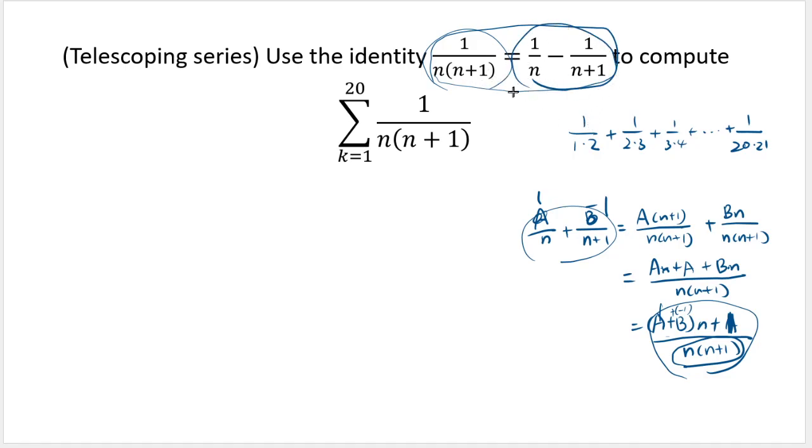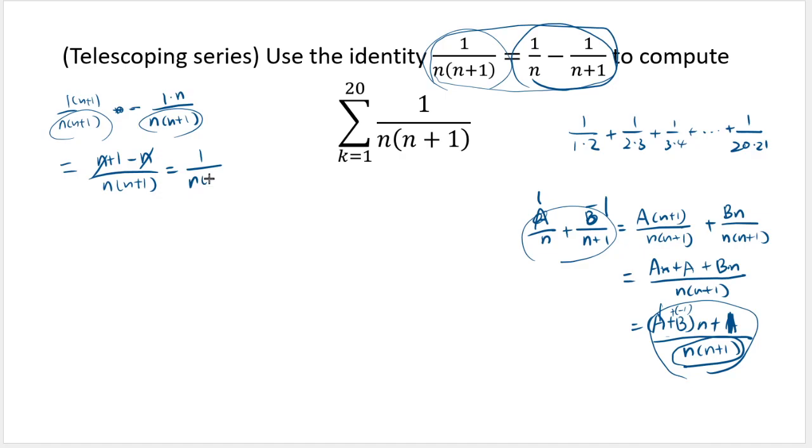So indeed, these two are the same, and if you are still not sure, you can multiply n plus 1 to the top and bottom of the first one, plus, and then actually minus, multiply n to the top and bottom of the second one, and once you have the common denominators, you have n plus 1 minus n over n times n plus 1, so n cancels and you get 1 over n times n plus 1. So indeed, these are the same. Okay, so now let's see how this helps.